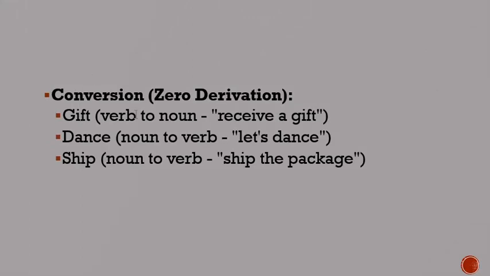So gift. Gift is a noun. We usually use it as a noun, but in this case, receive a gift, hmm, we can say gift is used as a noun. And dance. Dance is usually a noun, but let's dance. In this case, it turns out to be a verb. So the grammatical category of the word has changed. And ship. Ship is a noun, but ship the package. You have to ship the package. It means the grammatical category of the word ship is a verb.